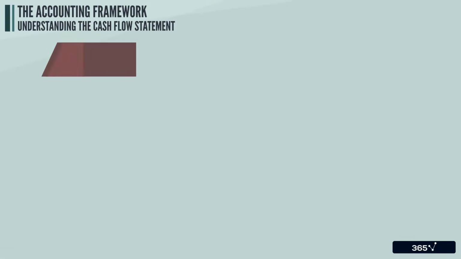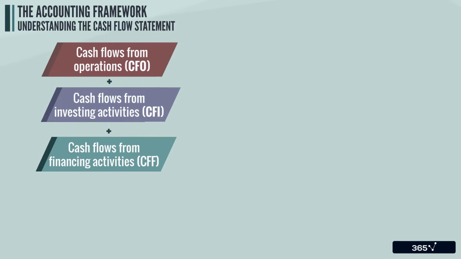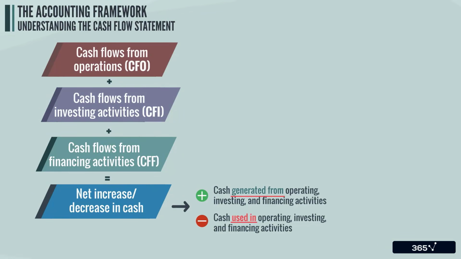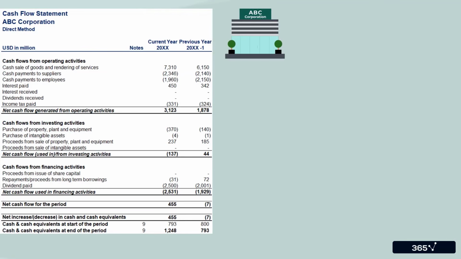Great. Logically, the sum of cash flows from operating, investing, and financing activities gives us the company's net increase or decrease in cash. This is the total cash generated, given with a plus sign, or used, when it is negative, during the year. Looking at ABC Corporation, we see that it has generated $3,123 million from operating activities whilst using $137 million and $2,531 million in investing and financing activities, respectively. This results in a net increase in cash flows of $455 million during the currently reported year.